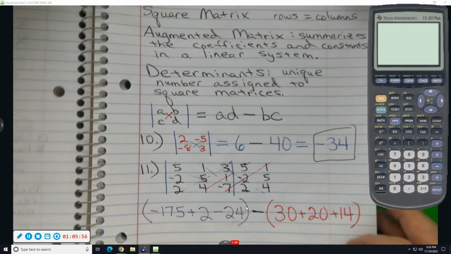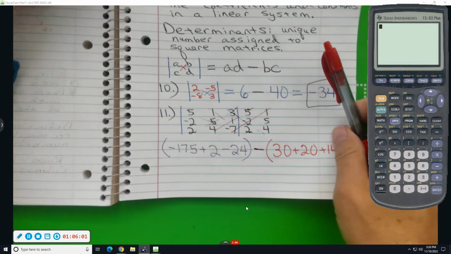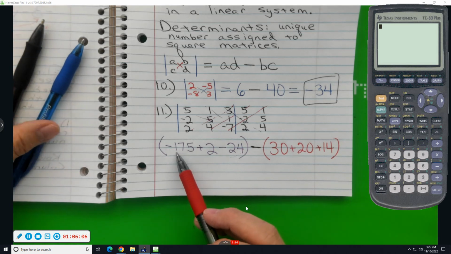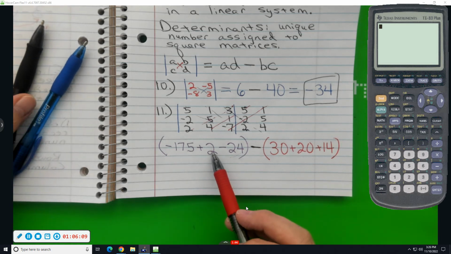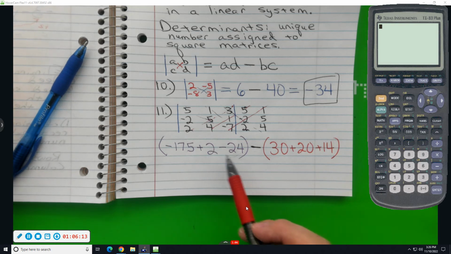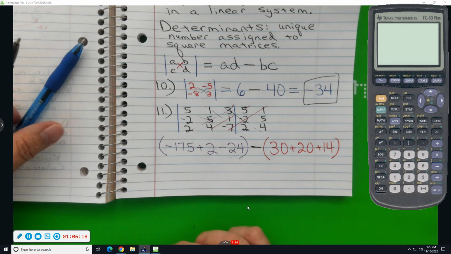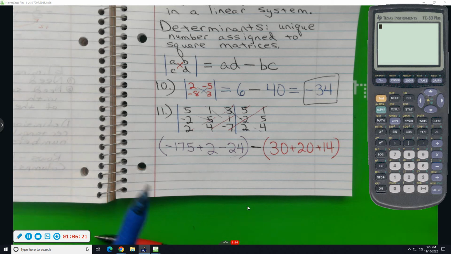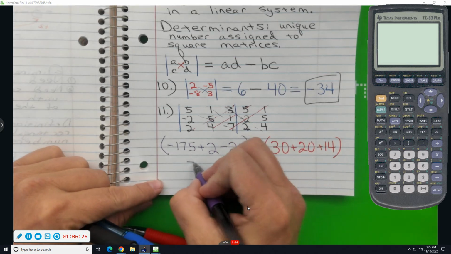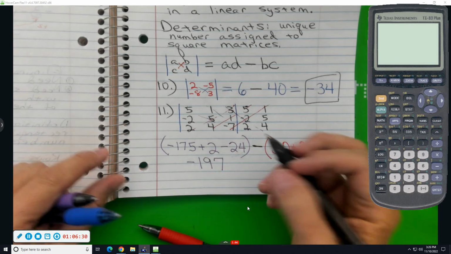Oh, I'm running out of room. Okay, wait, I can do this. Working inside the first set of parentheses, we have a negative 175 plus 2, that's a negative 173. A negative 173 minus 24, is that a negative 197? You better check me. Negative 197. I've already done it in my head. Okay, so the first set of parentheses is a negative 197. We still have that minus right there.